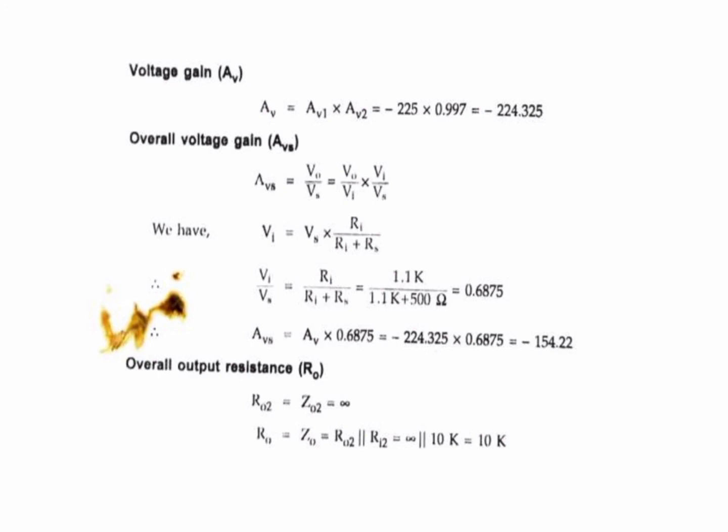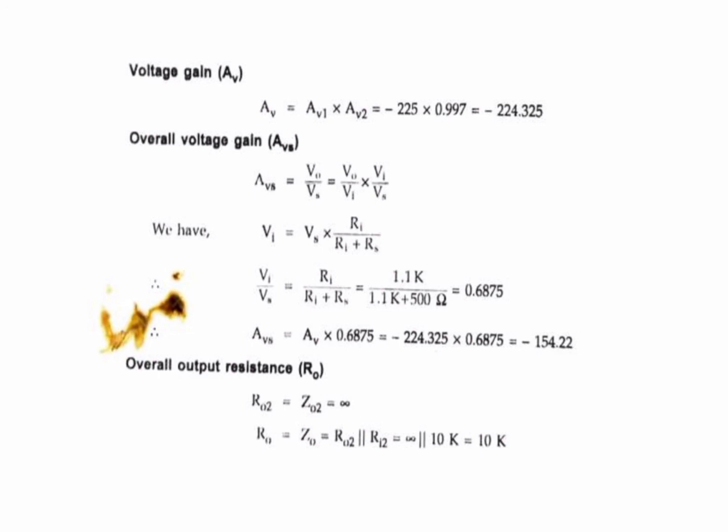That means we are giving the input at the base terminal of the first transistor, and the output of the first transistor is fed as the input to the base terminal of the second transistor, and finally we get the output from the output terminal of the second transistor. So in that way we measure the voltage gain, which is equal to minus 224.325. If this voltage gain is expressed in dB, then we need to add them. That is simple mathematics. Since dB is in log, we add them together.